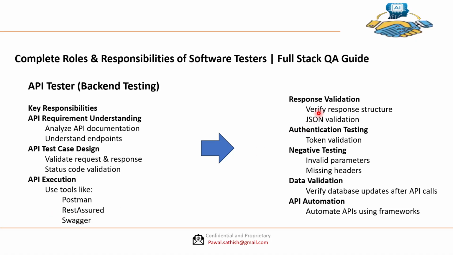Then we also need to verify the response validation: what is the response structure, and JSON validation. We also need to do authentication testing, such as token validation. As part of API testing, we also need to cover negative testing. What if I provide an invalid parameter in the API endpoint? What is the expected behavior? Then missing headers. Also we need to verify data validation, so verify database updates after API calls. After that, we can do API automation using a framework.